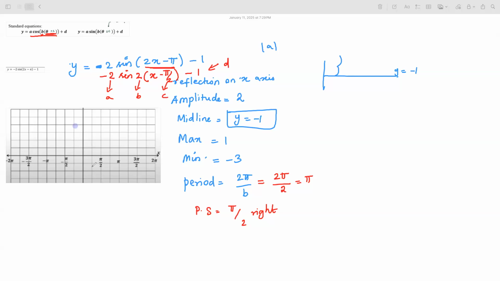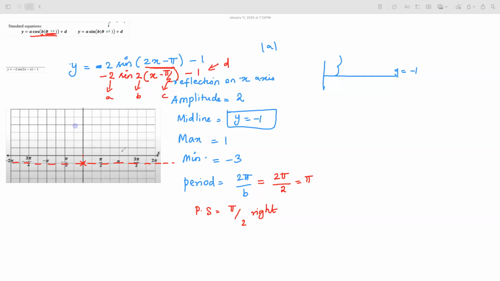So what is this graph? Sine graph, right? So 0 should be 0, but the midline got shifted. So midline is y equals -1. I'll first draw my midline. Now this should have been my 0. Okay, max is 1. It goes up by 1. Max is 1 means from the midline 1 up. Amplitude is 2. So it goes up.